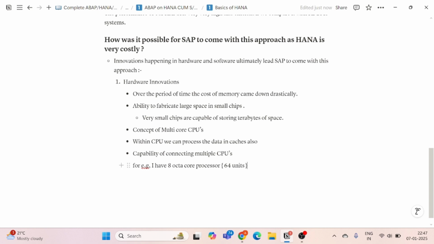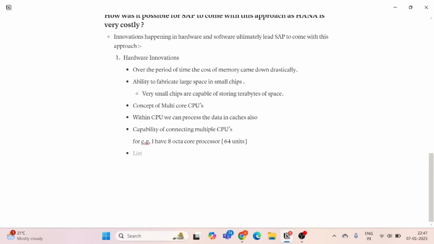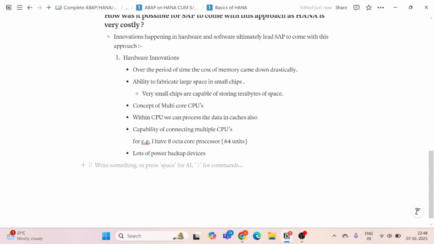Also we saw lots of inventions like adding power backup devices coming into the picture. Lots of power backup devices like very powerful UPS, and lots of powerful devices available nowadays, which help in backup in cases of power failures. So lots of hardware innovations happened because of this.